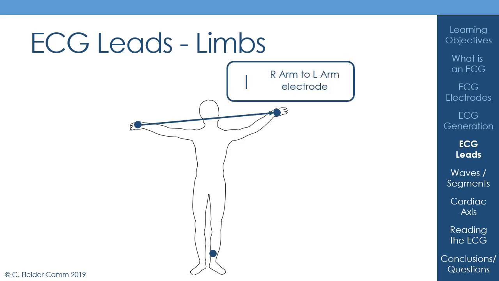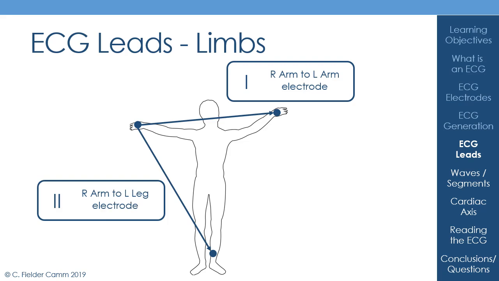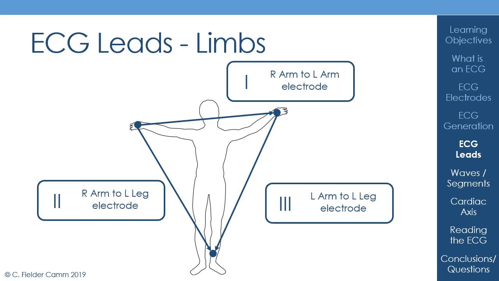Now, if we measure one from the right arm across to the left arm, you can imagine that goes straight across the patient's body, or the patient's heart, in fact, and goes straight out the left-hand side, and that's lead 1. We can take one from that right arm down to the left leg, and you can imagine that going diagonally down from top right to bottom left, and that would be lead 2. And similarly, we can take one from the left arm to the left leg, which does the opposite, going diagonally down the other way.